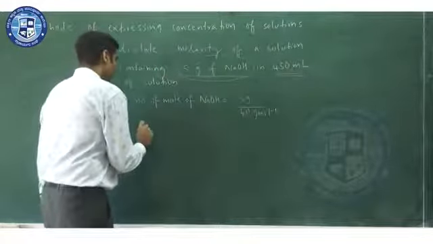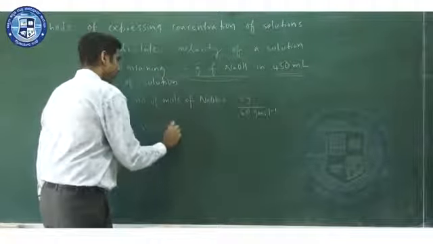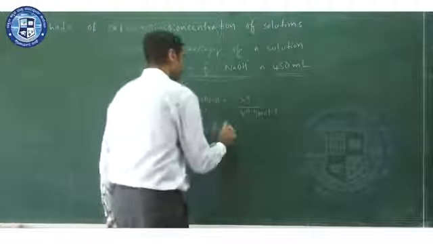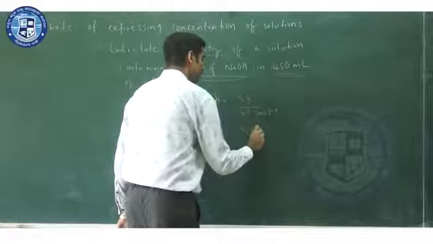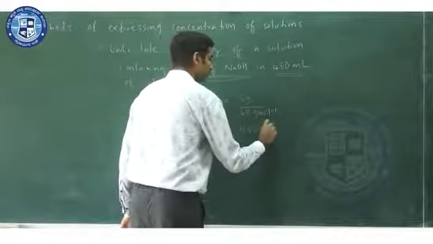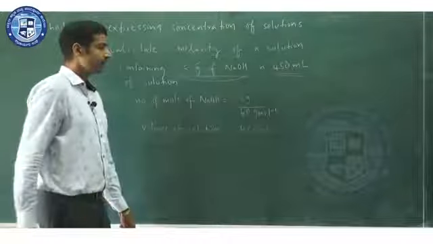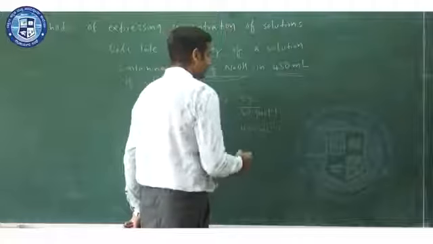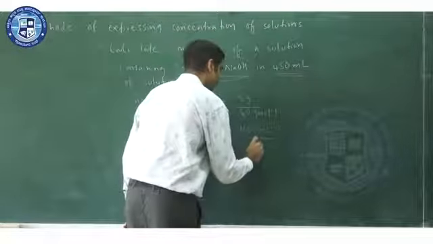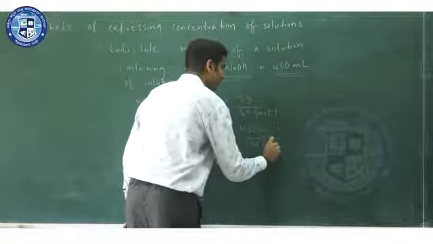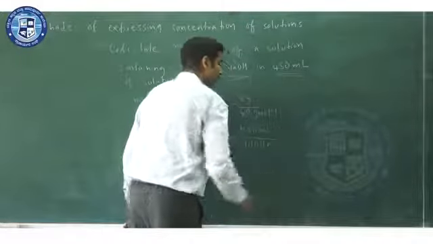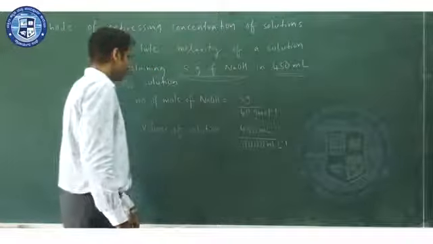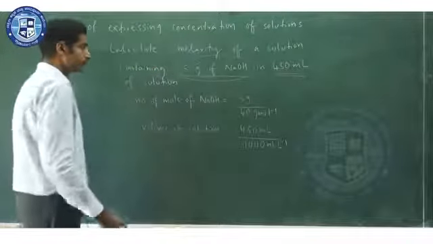So you have got the volume of the solution. Volume of the solution is 450 milliliter, but then you have to express this in terms of liter. So therefore this is 1000 milliliter per liter. So that will be the volume of the solution in terms of liters.